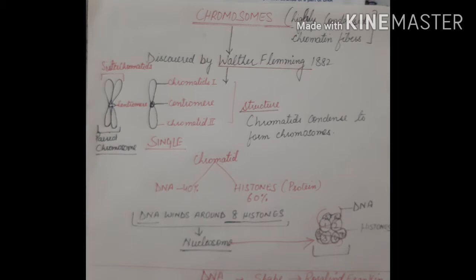Now, the structure of a chromosome. Here in the diagram you can see one single strand of chromosome. It consists of two chromatids, one on the upper side and one on the lower side, marked chromatid 1 and chromatid 2. These two chromatids are joined at a central meeting point called the centromere. So this is a single strand. On the side you can see the full structure of chromosomes.